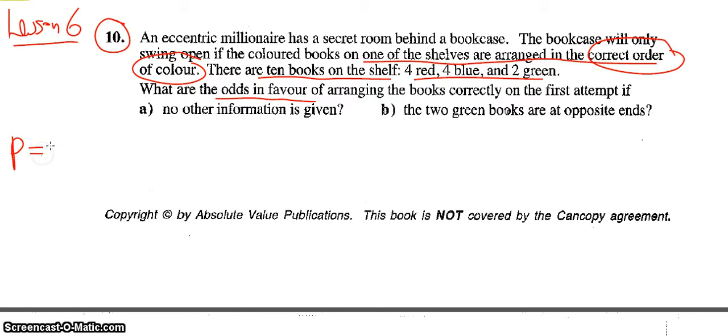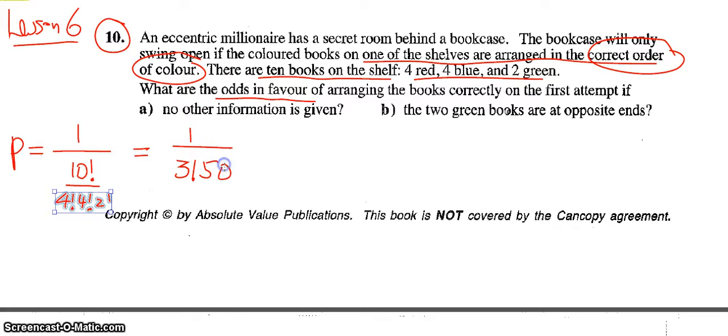So there's only one correct order out of how many ways to arrange these books? Well, there are 10 books, so you arrange 10 books. This is from last unit as well. 4 of them are red, so 4 of them are alike. 4 of them are blue, and 2 of them are green. So if you do the math, the answer is 1 out of 3150. 1 out of 3150 is the probability.